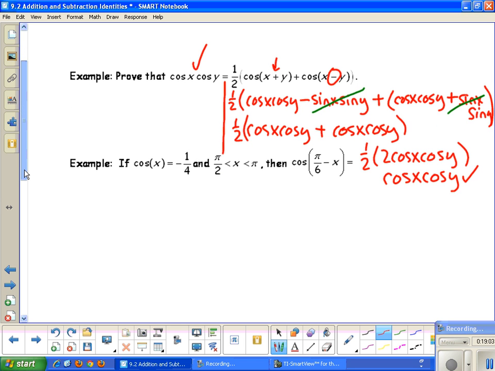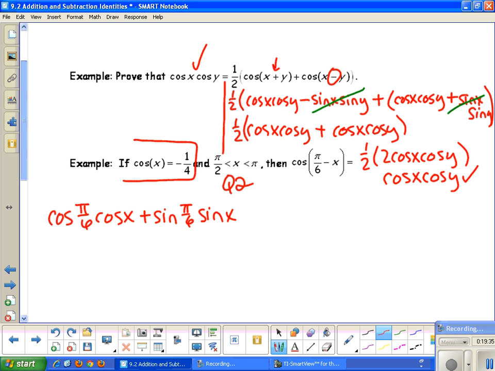For this next example, it says if cosine x is equal to negative 1/4 and x is in between pi over 2 and pi, which means we're in quadrant 2, then we want to find cosine of pi over 6 minus x. So if I want to find this, let's write that out. I have the cosine pi over 6 cosine x plus the sine of pi over 6 sine of x. All I did was put it into my identity.